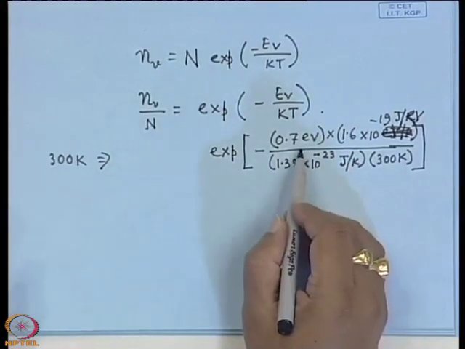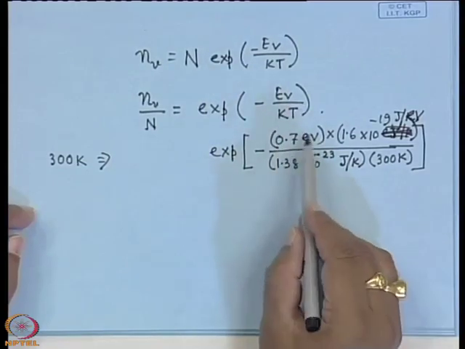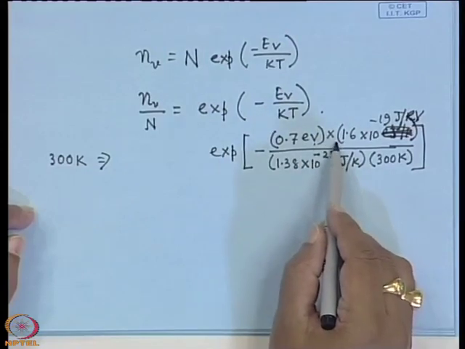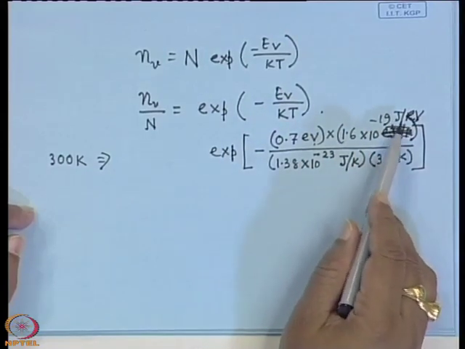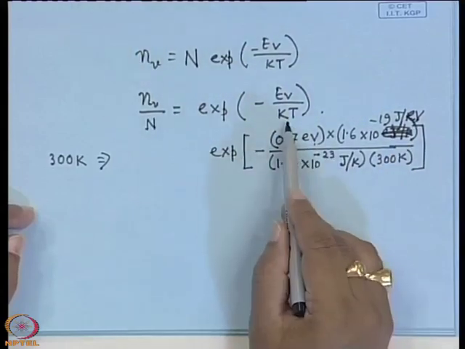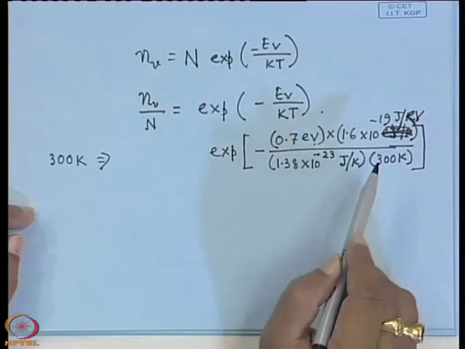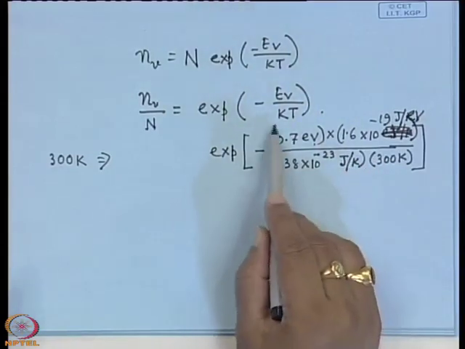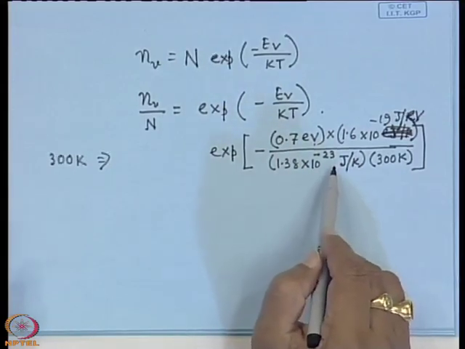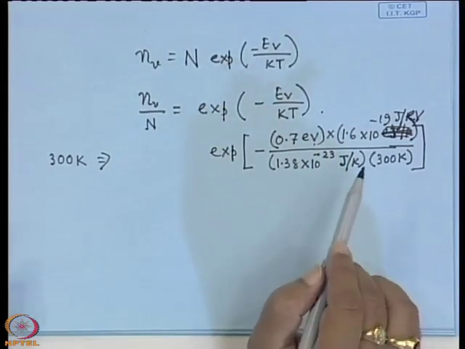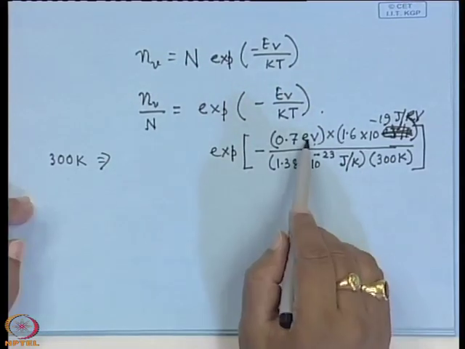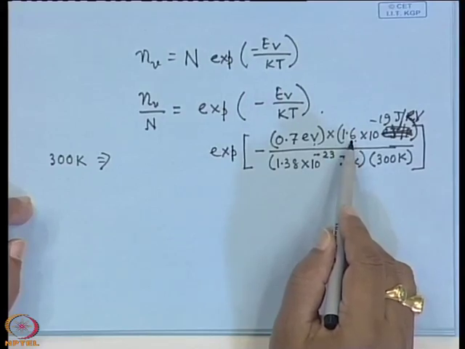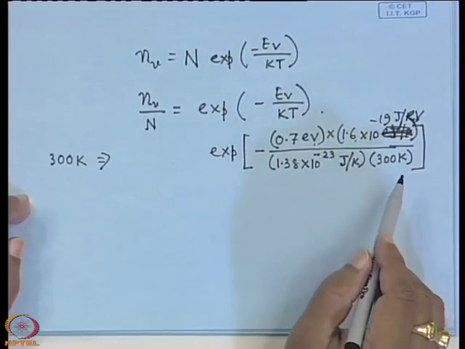See, you first see what the values are. EV is not 0.7 electron volt, but 0.7 electron volt multiplied by 1.6 into 10 to the power minus 19 joule per electron volt. Otherwise, you put the value of K in terms of electron volt, not in terms of joule per Kelvin. If you put K equals 1.38 into 10 to the power minus 23, then that is joule per Kelvin, and you also have to use joule per electron volt in the numerator. Sir, directly at room temperature we know the value of K T is 26 milli electron volt.